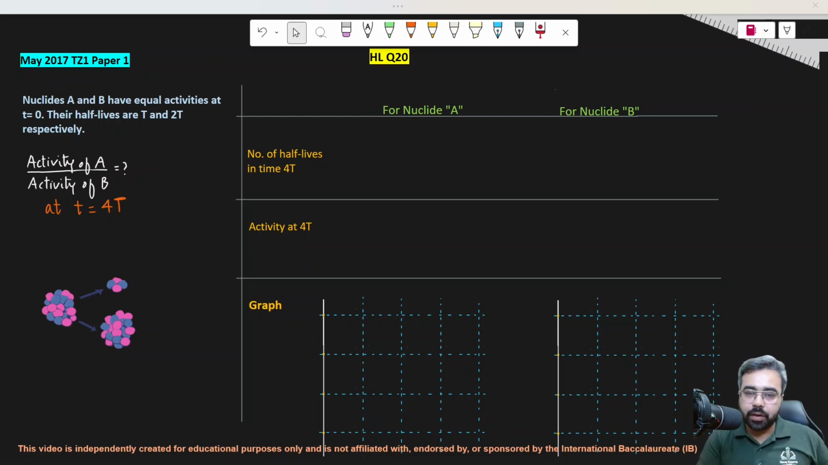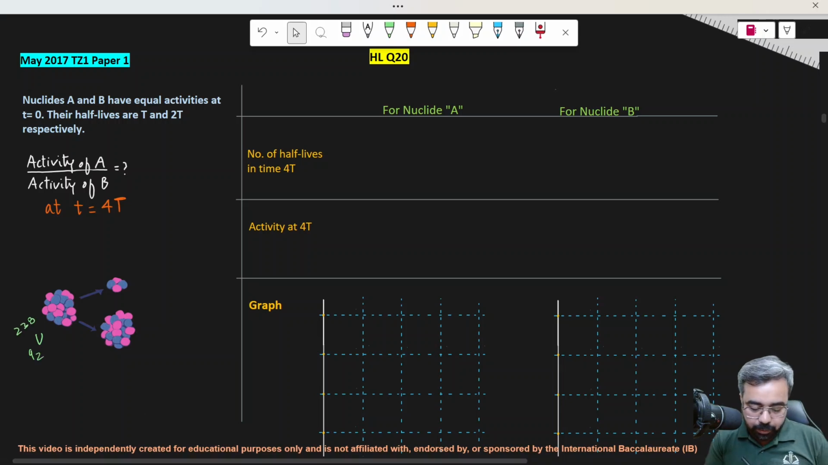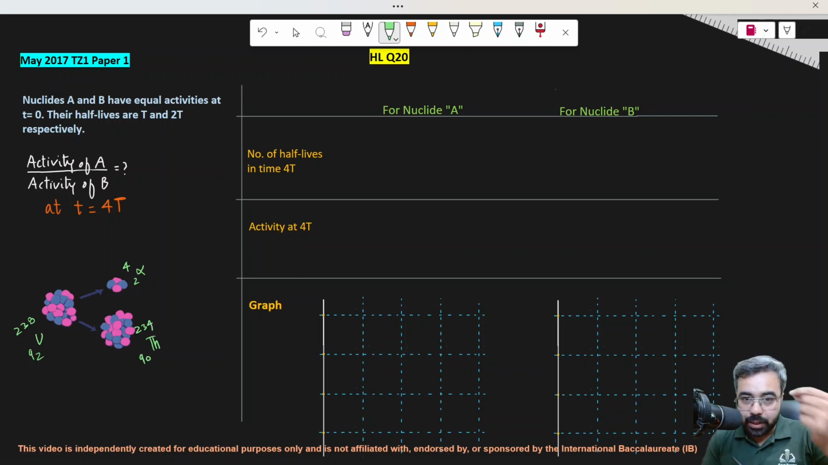Every radioactive nuclide has a different rate of activity, and it decays by emitting radioactive particles like alpha, beta, and gamma. For example, uranium 92 238, which is famous, when it releases an alpha particle, converts into thorium 90 234. So this is one decay, the decay of one nuclide.